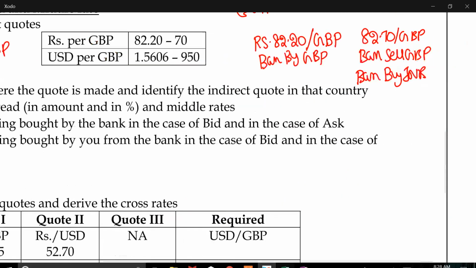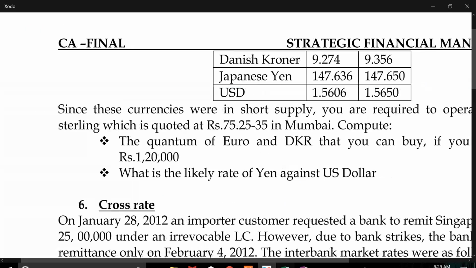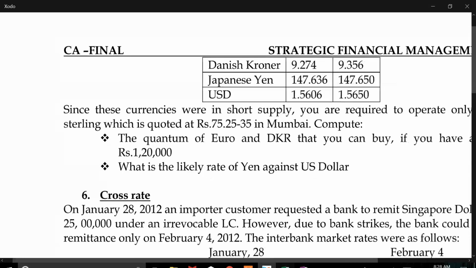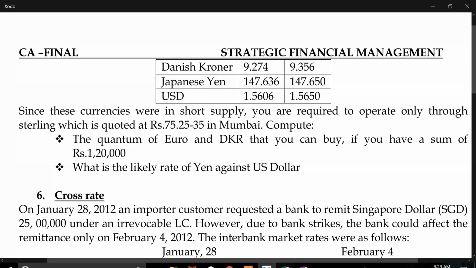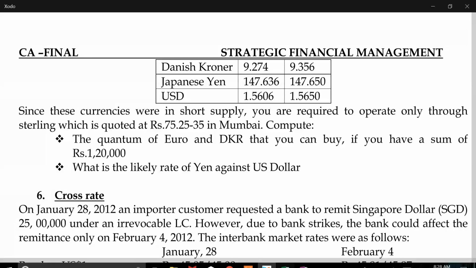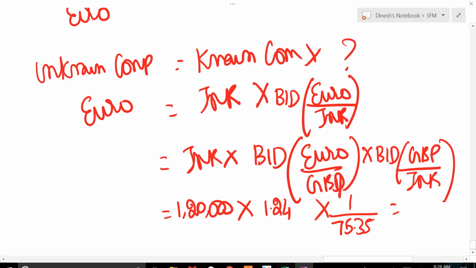Sir, some amount will be euro, some amount DKR. Then I have to make it 60,000. So the basic requirement could be the quantum of euro and DKR. If you have a sum of 1,20,000, the understanding is with 1,20,000 how much euro, and with 1,20,000 how much DKR. If that's not the understanding, then 60,000 euro, 60,000 DKR. Doesn't make any difference. What is the value?